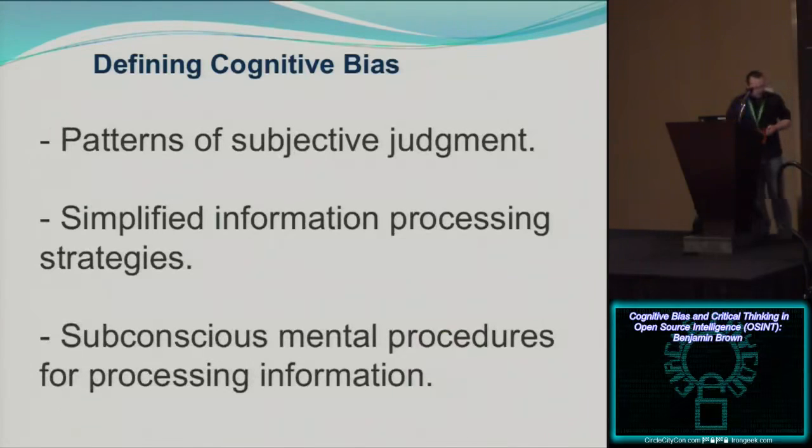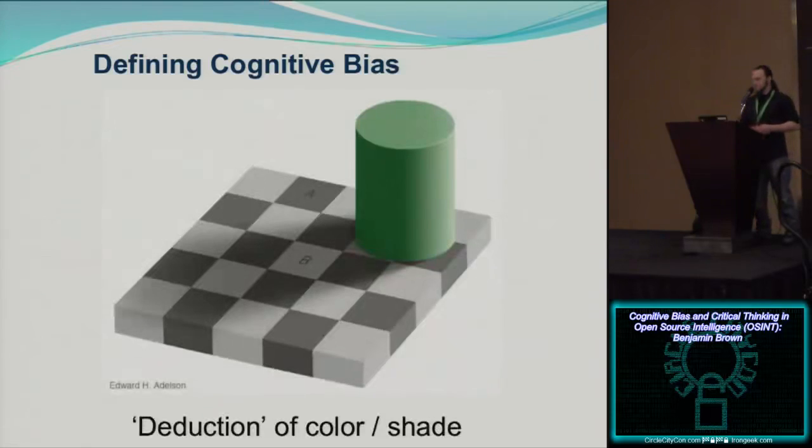So every day we're drowned in data that our senses are taking in. And due to all of that data, our brain can't process things as they exist in reality outside of ourselves. So what our brain does to make this easier is it institutes patterns of subjective judgment or simplified processing strategies. And these are really useful for being able to deal with lots of information quickly, but it does lead to some hazards. So I'll give you an example.